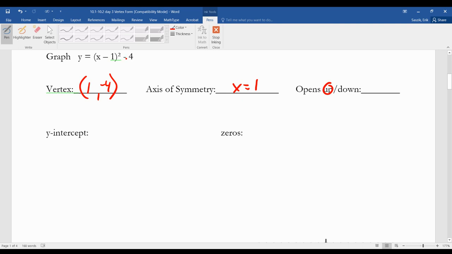Now, this negative 4 hanging off the back is not the y-intercept because this is not in standard form. You see, this negative 4 was the y value of the vertex. So to find the y-intercept, we actually have to calculate it. But we know that every y-intercept has an x value of 0. So I'm going to replace the x with 0. Now you're just going to follow PEMDAS. 0 minus 1 is negative 1. Negative 1 squared is 2.